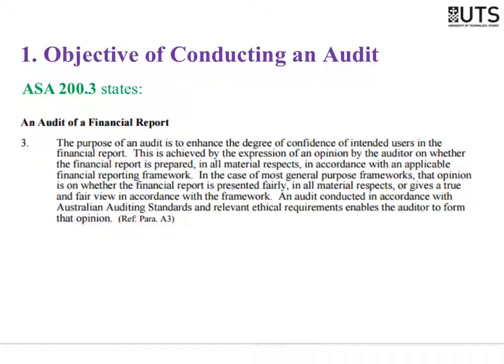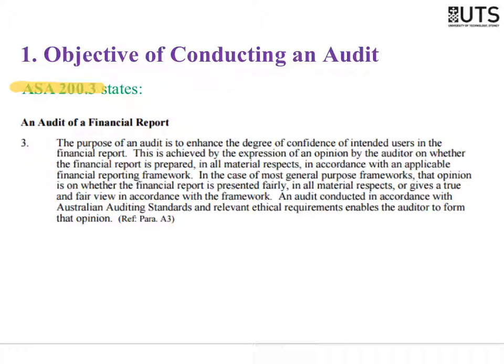First thing we're going to talk about today is the objectives of conducting an audit. Now, before I go anywhere, ladies and gentlemen, your first highlight of the day, ASA 200. Now, we have been starting to make references to your auditing standards. As I mentioned to you at the very beginning of the semester, I have created a list of ASAs I want you all to have access to. It's on UTS Online. Please make sure you refer to that list. And I've also included the link to where you can download the auditing standards.